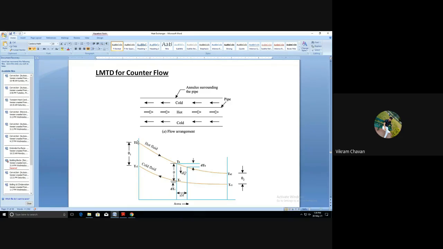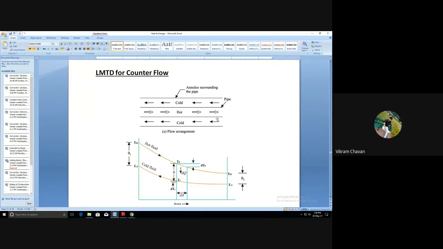So the hot fluid temperature we have provided on this side, and it flows over the surface area. While flowing through that heat exchanger, the hot fluid loses its heat to the cold fluid, so as it moves over the surface area of a heat exchanger or through the tube, the temperature of the hot fluid goes on decreasing. And on the other side we will get the outlet temperature of the hot stream.